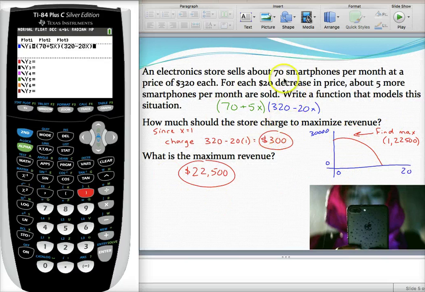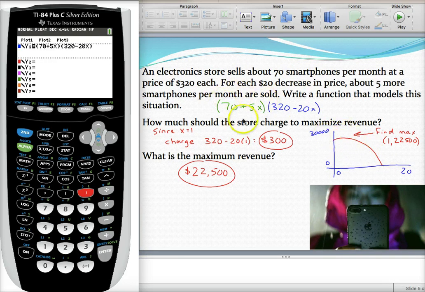Recall that with these problems, you'll usually be given the current sales of a business. So right now we're selling 70 smartphones when we charge $320. What we're going to do is change that by increasing or decreasing the price, which will also increase or decrease how many we sell, giving us a parabolic shape which we should be able to maximize.